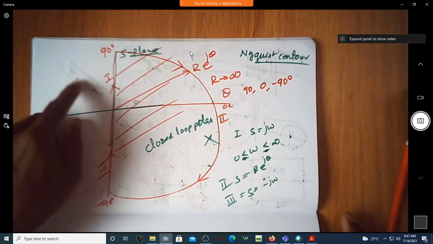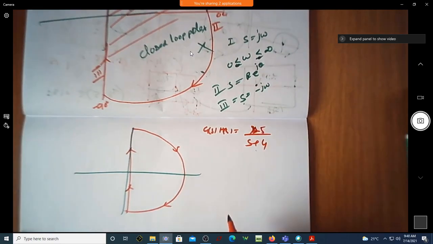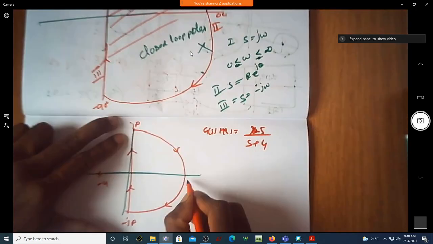Yes, sir. Okay, now for this contour, which is something like this, let us take G(s)H(s) is equal to K by (s plus 4). This is G(s)H(s). So let me just take it as some point. Where is the pole position? It is at minus 4. Is it not at minus 4? So what is this now? Is it actually j infinity, minus j infinity? Is it not at infinity? Correct? Yes, sir.